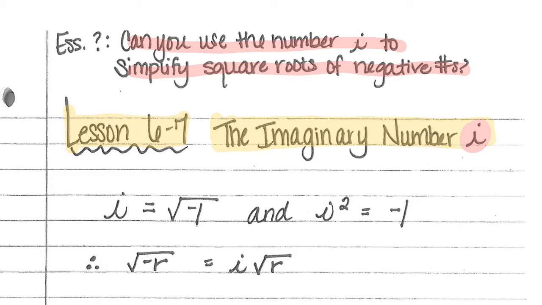The very first thing that we need to know is i is equal to the square root of -1. And i squared is equal to -1. Therefore, the square root of -r is equal to i root r. All right, so what does that mean?